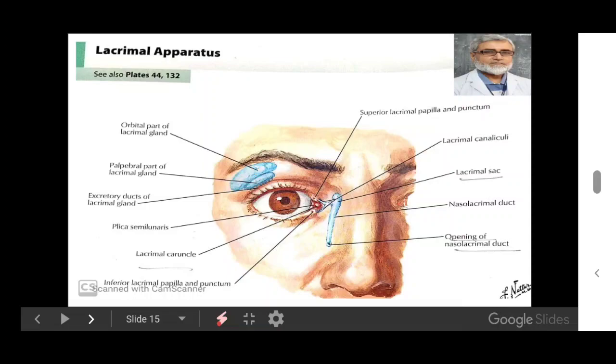Its ducts, how many ducts? 8 to 10, usually open into the conjunctiva near the superior fornices. I have shown you the upper and lower fornices; all the ducts open into the conjunctiva near the superior fornix.